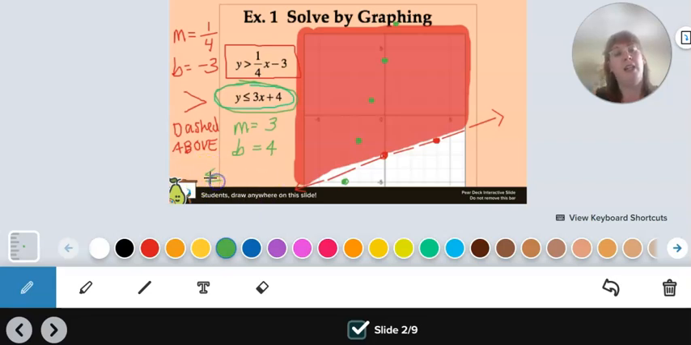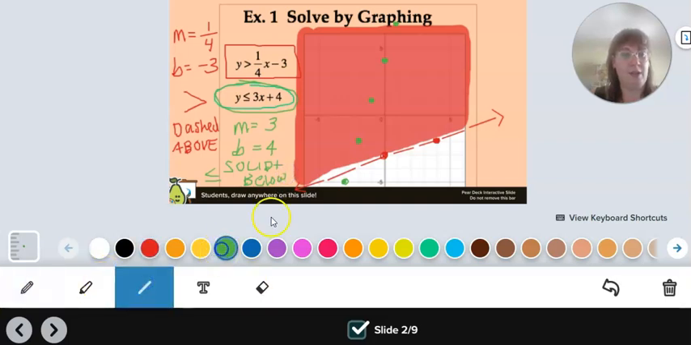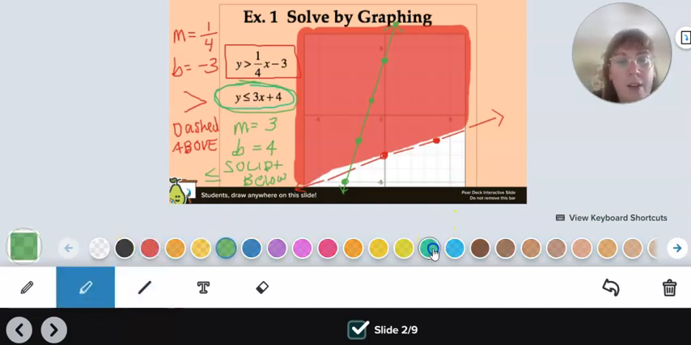This symbol is less than or equal to, so it's going to be a solid line, and we're going to shade below. So I'll use my line tool. We're going to connect these points. It is solid, and we're shading below. So we're shading under the line.